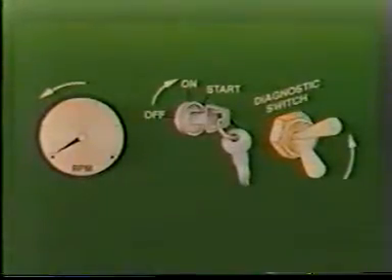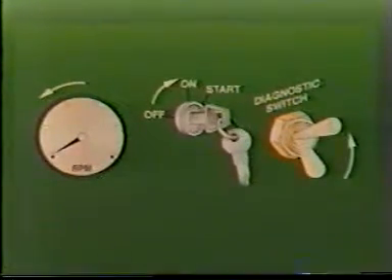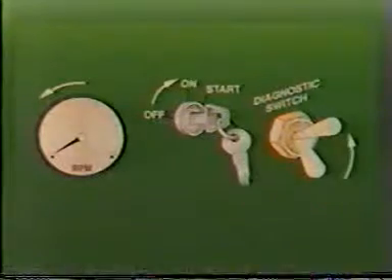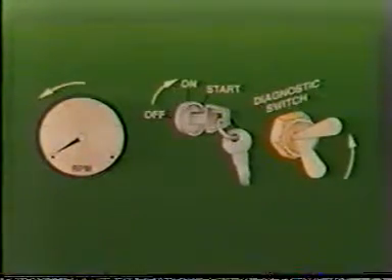The diagnostic switch is used in conjunction with the yellow and red fault lamps to display active fault codes. With the engine not running and the key switch in the on position, move the diagnostic switch to the on position to check for active fault codes.